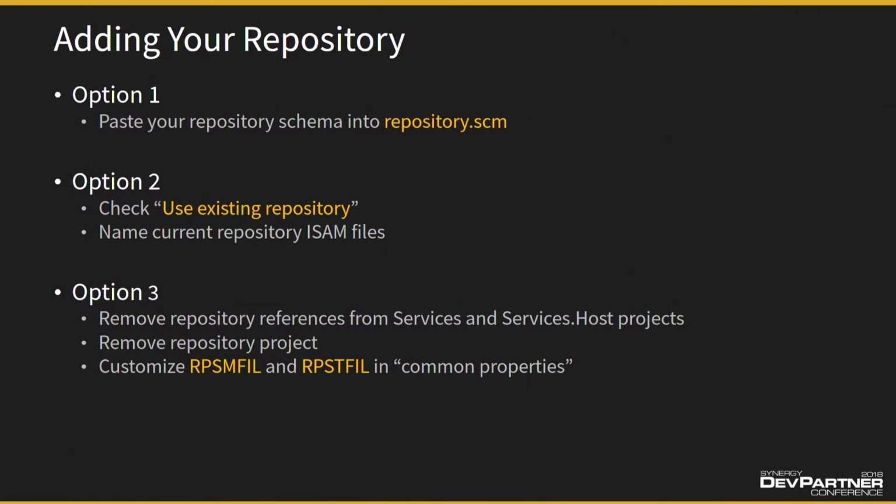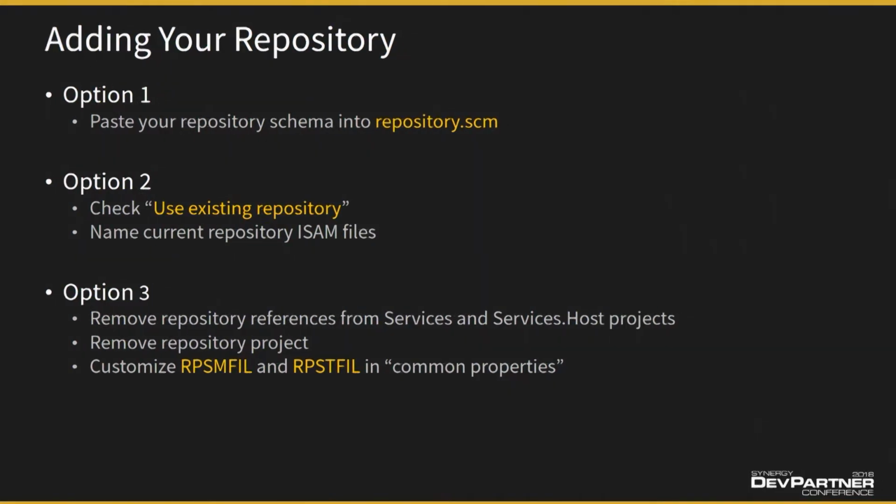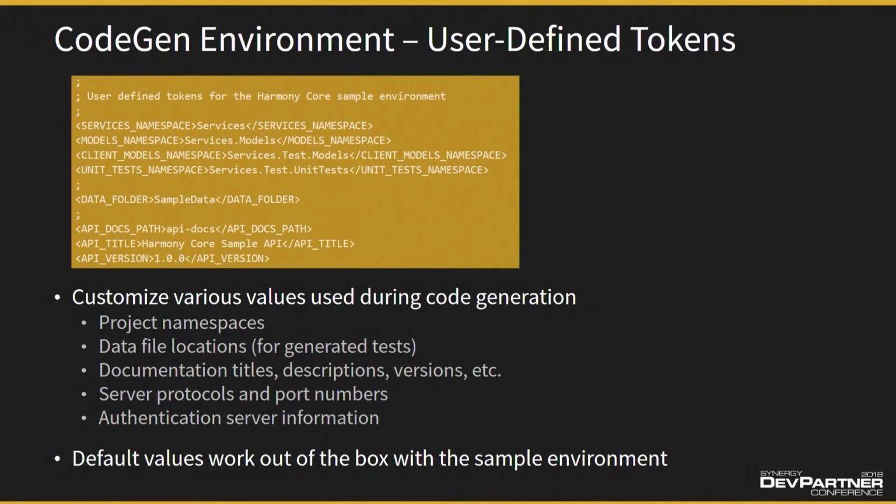Or you can just remove the repository references, get rid of the project, and set your own RPSM file and T-file environment variables, probably in common properties for the remaining projects. So however you decide to configure your repository, as long as it's visible in that environment. Once you've got the repository in there, you're ready to start generating stuff.